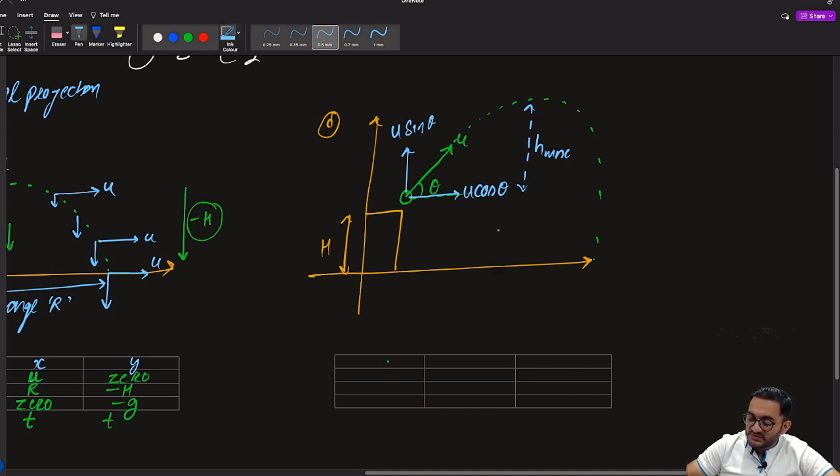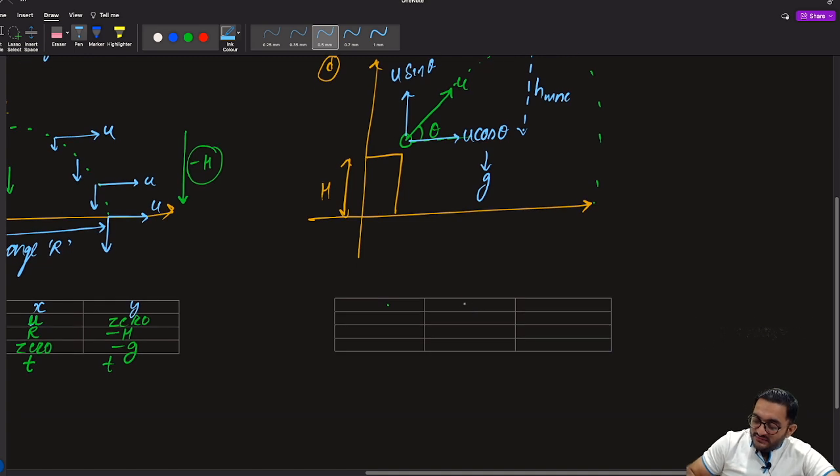Motion happens in this way, and we know that it is also happening under the influence of gravity, which is present everywhere. Again, when we do the question, we are interested in values on the x-axis and y-axis. We need to comment on what my initial velocity on x and y is, what my displacement on x and y is, what my acceleration on x and y is, and the last thing in this column is time.